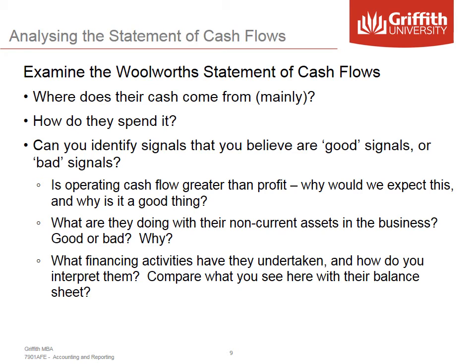The next question you'd ask is, what are they doing with their non-current assets in the business? Well, a good signal is that they're increasing them. A bad signal is that they're selling them off. Most of us understand that if we have to sell off our assets, it's because we're experiencing difficult times. And so observing a decreasing total of non-current assets is something that should cause us to be worried.